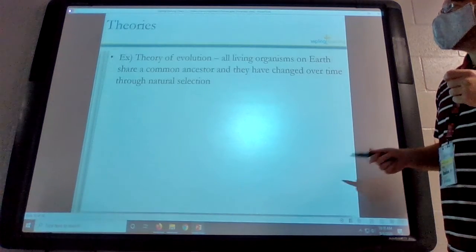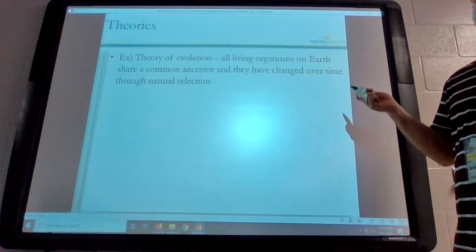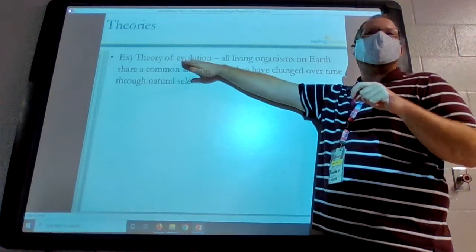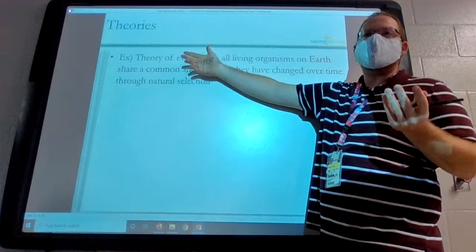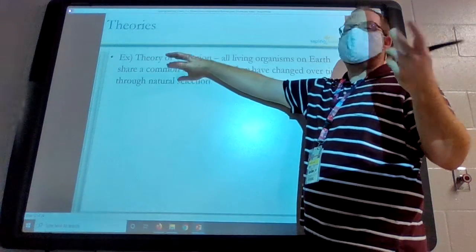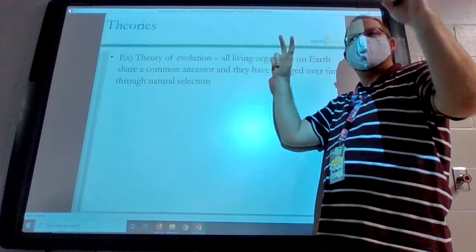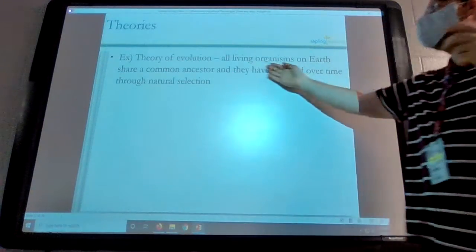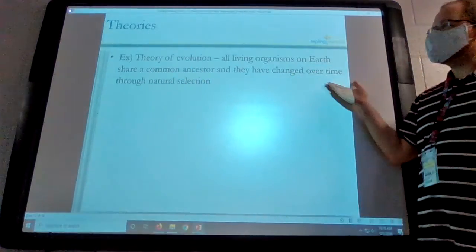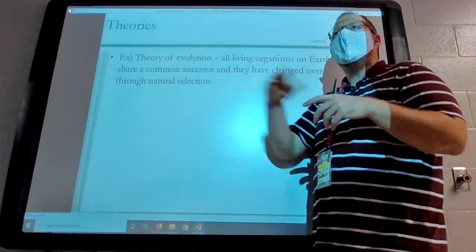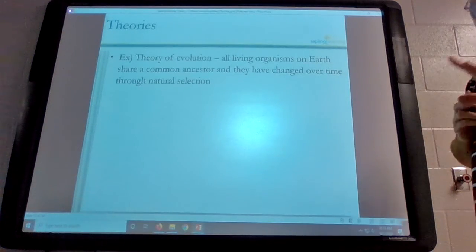Nice. So the theory of evolution is an example. We know that evolution takes place. Evolution has been proven. Do we know all the things about evolution? No. So that's why it's still considered a theory. It's not the law of evolution. We know that all living organisms on Earth share common ancestors and that they have changed over time through natural selection. I know that Cecil's probably talked to y'all about this.